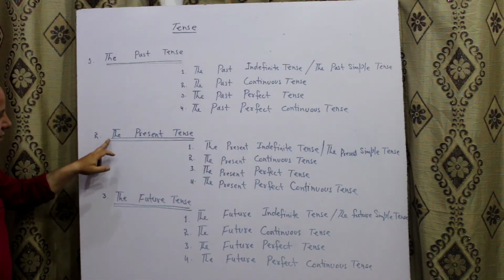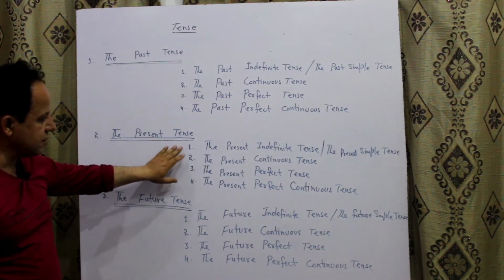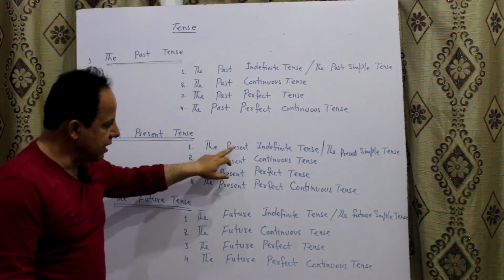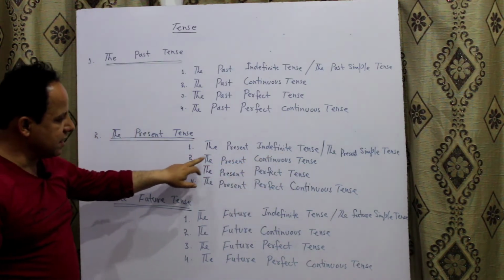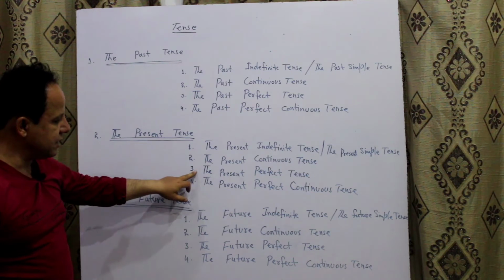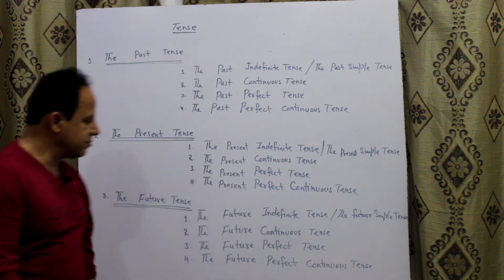The second kind is called the present tense. It also has four sub-branches. The first one is the present indefinite tense or the present simple tense. The second one is the present continuous tense. The third one is the present perfect tense. The fourth one is the present perfect continuous tense.